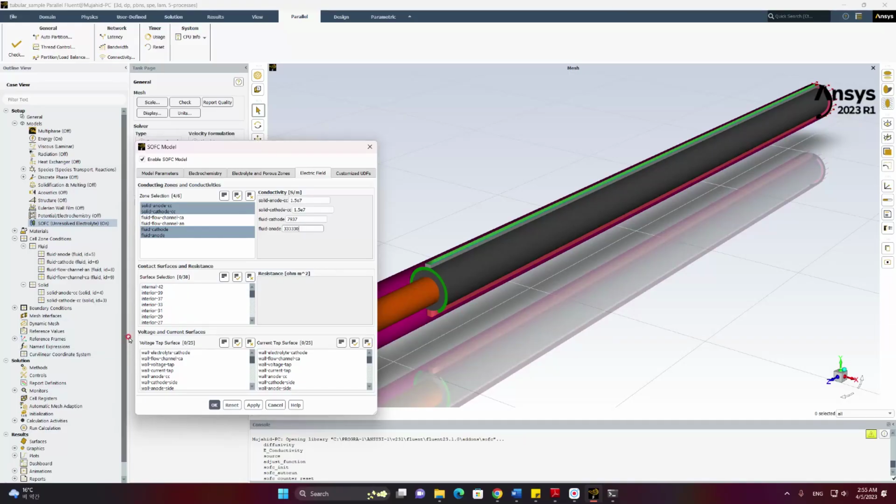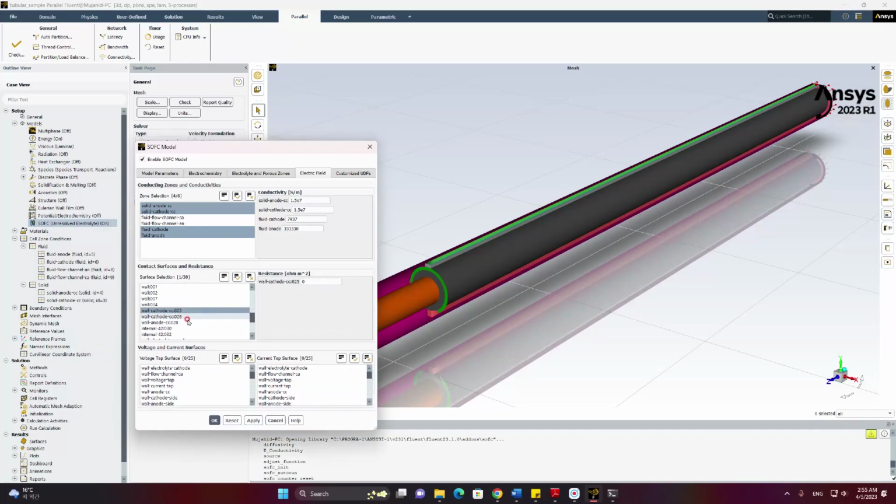So what it describes is 25. Now this is important. It has given a very important note that we apply this contact resistance to only one surface, wall cathode or its shadow surface. These are both the same surfaces, so we apply the contact resistance to either of them, not both.